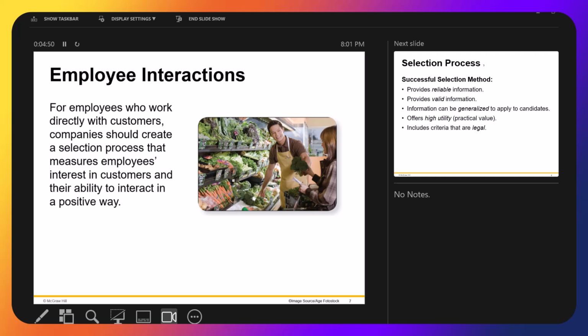For employees who work directly with customers, companies should create a selection process that measures employees' interest in customers and their ability to interact in a positive way. If somebody is going to be interacting with customers, they have to have people skills. It would be almost equivalent to taking a traditional engineer or tech person who only works with numbers and putting them out here trying to work with people. It will probably cause you to start losing business, because that's not that person's strong suit. Their strong suit is analytical skills, not interpersonal skills. So you have to make sure you get the right type of people.